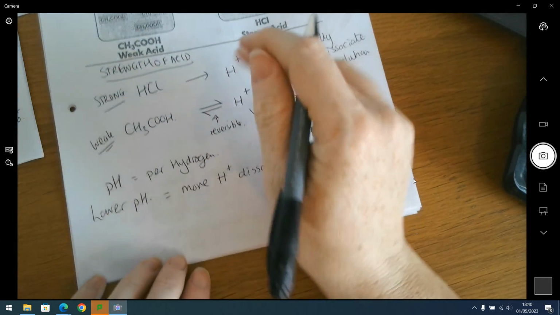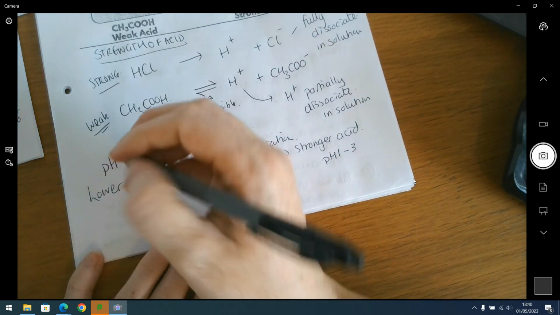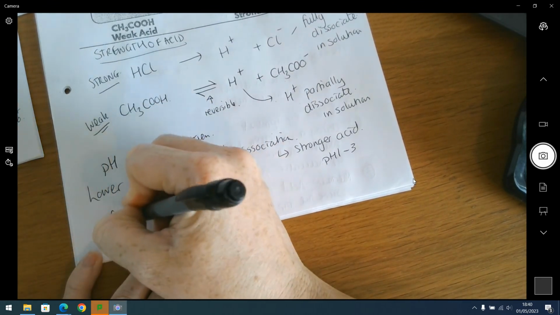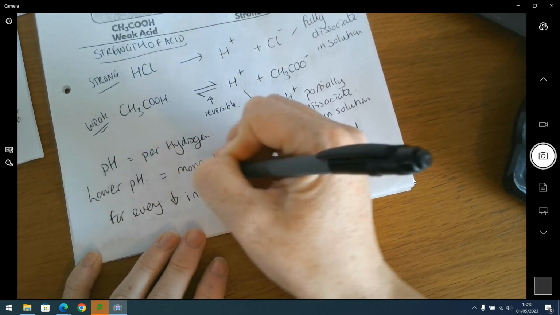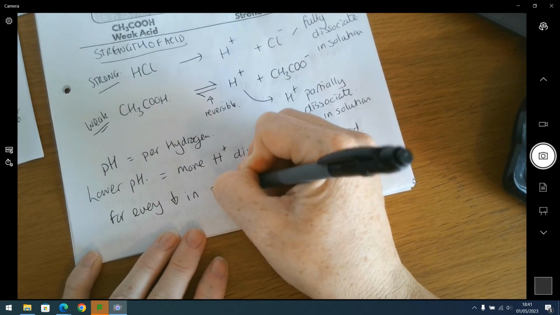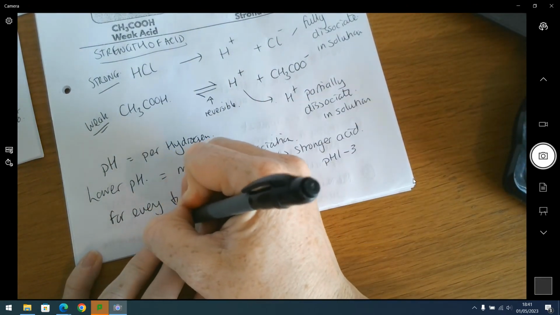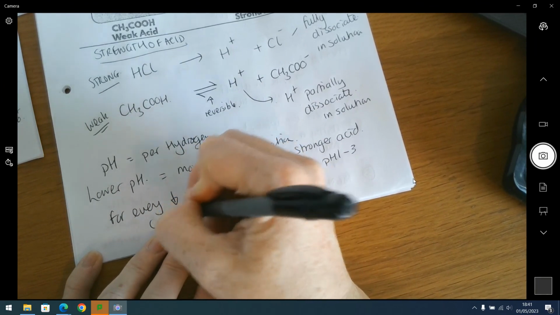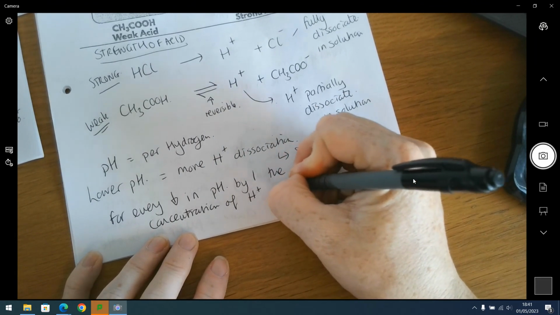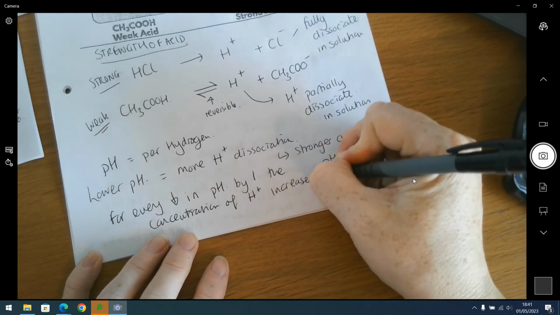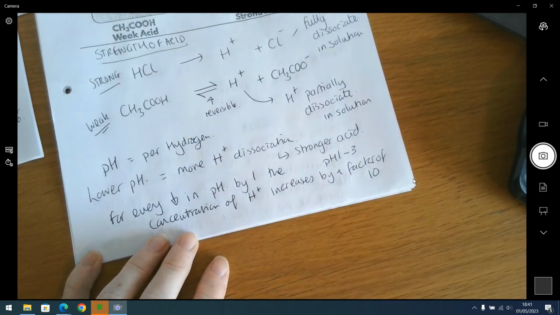And there's a maths question I've seen asked about this quite a lot, so it's important you're able to do this. So for every decrease in pH by 1, okay, the concentration of hydrogen ions increases by a factor of 10.